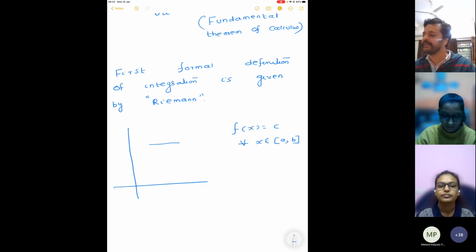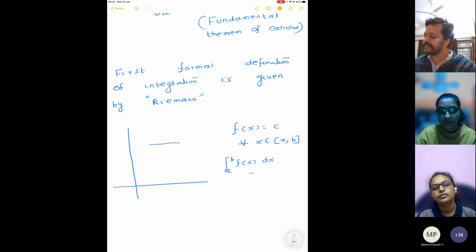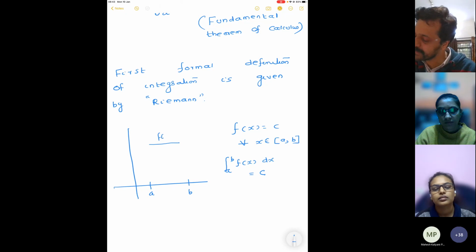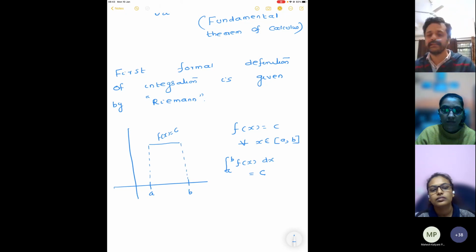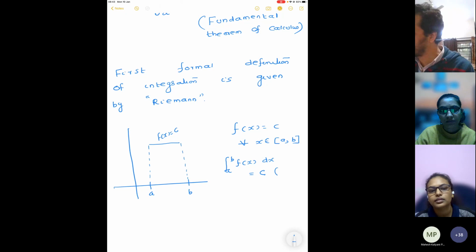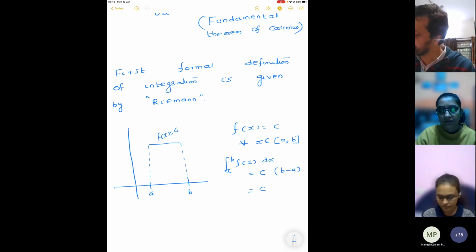Now I want to find the mass. And what is the mass of this? He defined the integral of f(x) dx as c times... So suppose this is a, this is b, the function is c. What is the area under the curve? Yes, it is a rectangle, right? c times (b minus a). If you call this interval [a, b] as I, then it is c times the length of I.